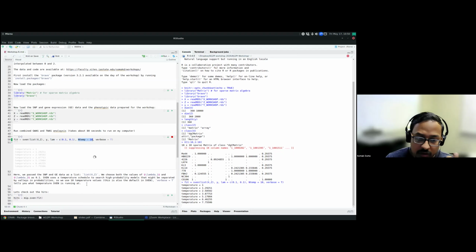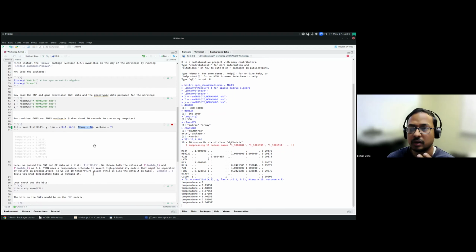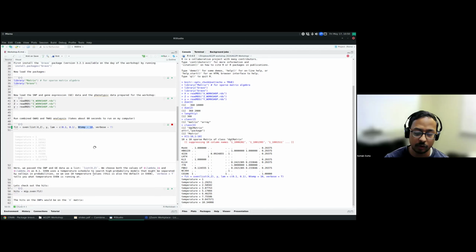We use 10 temperature values because sometimes high probability models can be separated by valleys in probability. In order to facilitate SVEN to jump from one high probability model to another one, we use this kind of tempering.